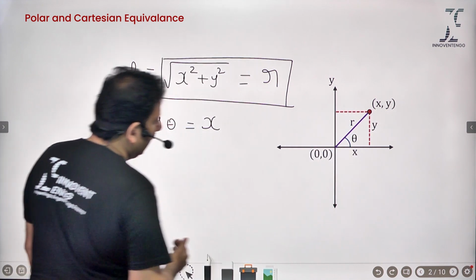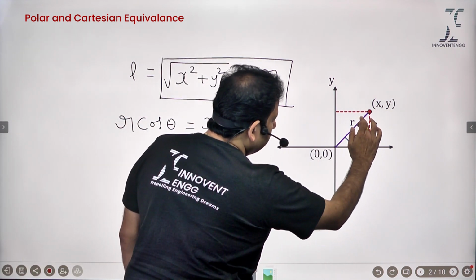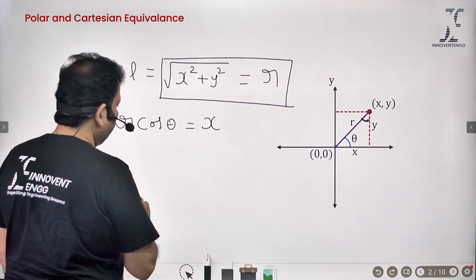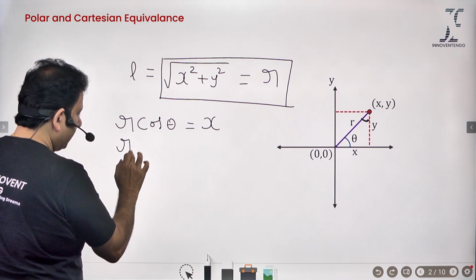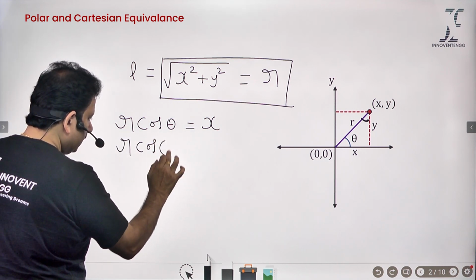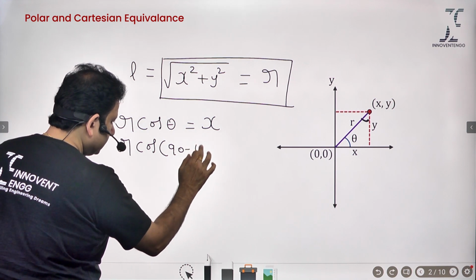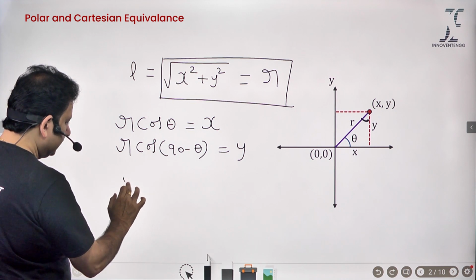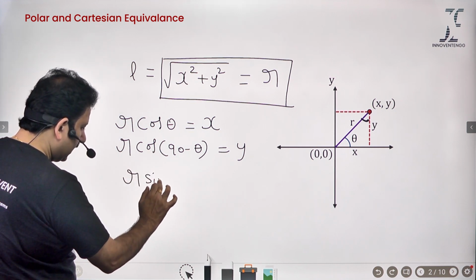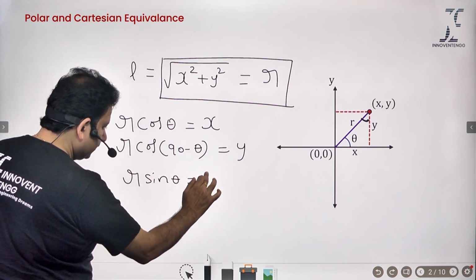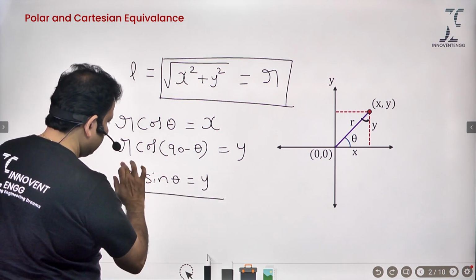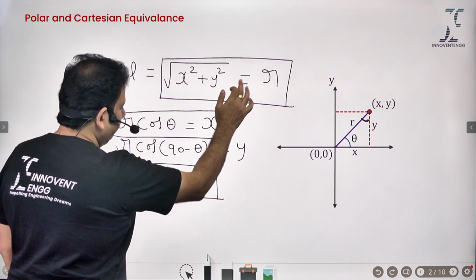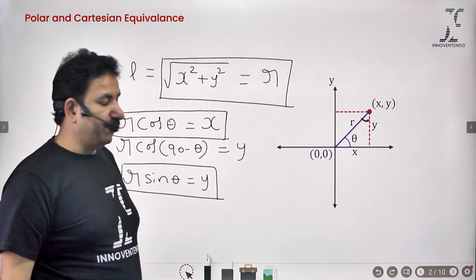If I project r onto the y-axis, because this angle is going to be 90 minus theta, therefore cos of 90 minus theta is equal to y, and that in turn could be written as r sin theta, and that is equal to y, right? I have got expression for x, I have got expression for r, I have got expression for y.